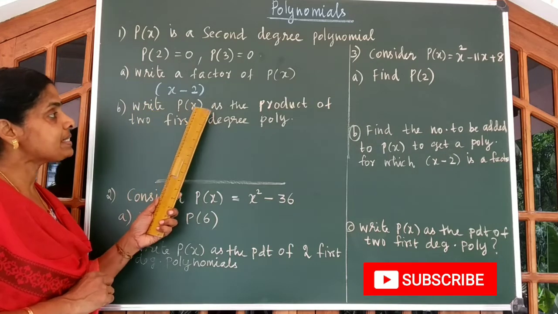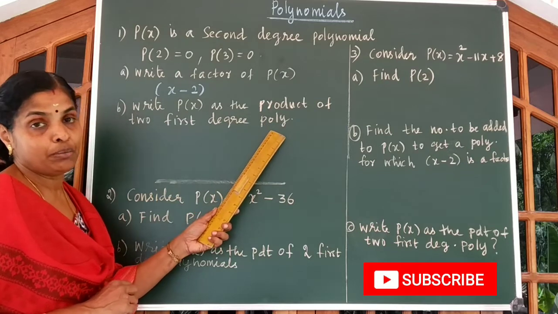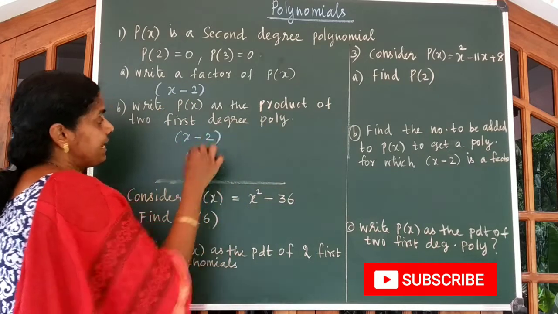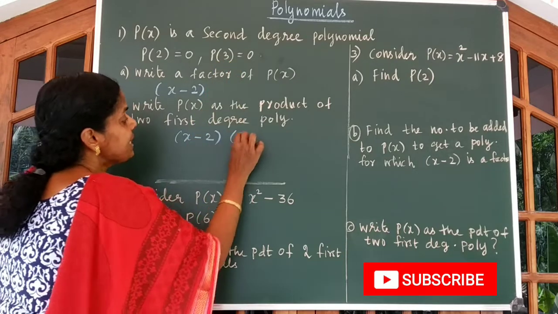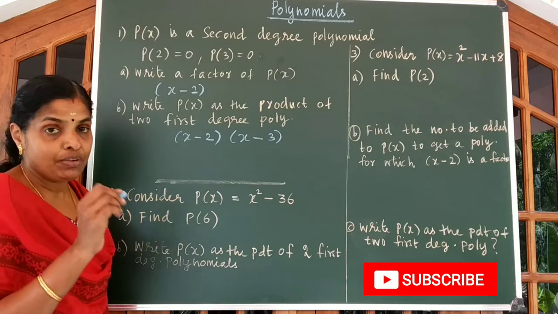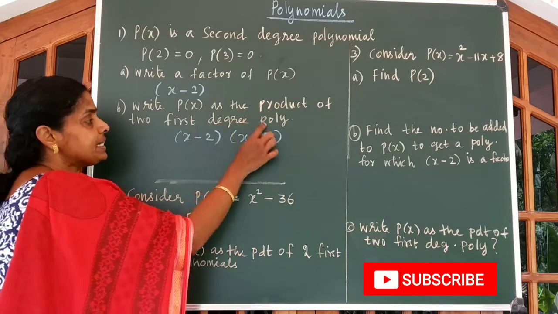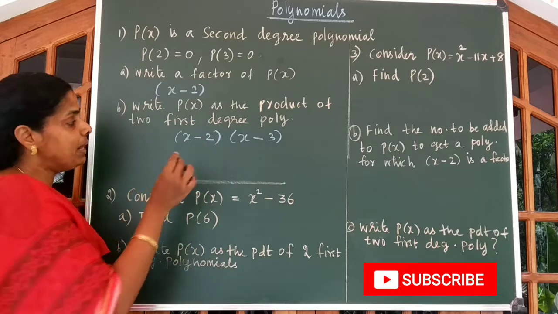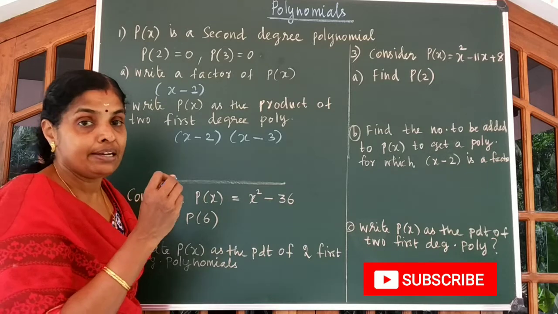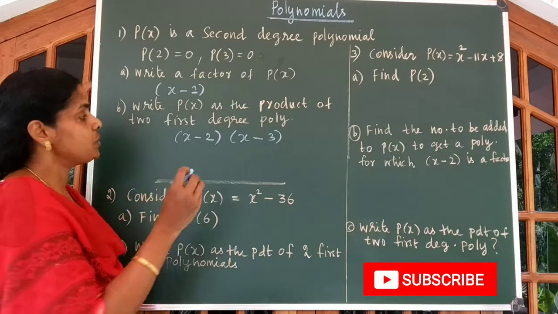Come to the second question. Write P of x as the product of two first degree polynomials. We know x minus 2 is a factor and also x minus 3 to be the second factor. We are asked to write it as the product of two first degree polynomials. When you multiply two first degree polynomials, you will get a second degree polynomial, isn't it? Let me multiply and show you.